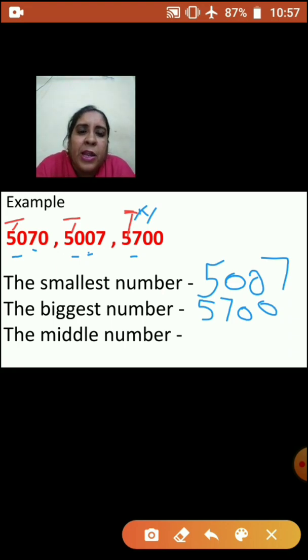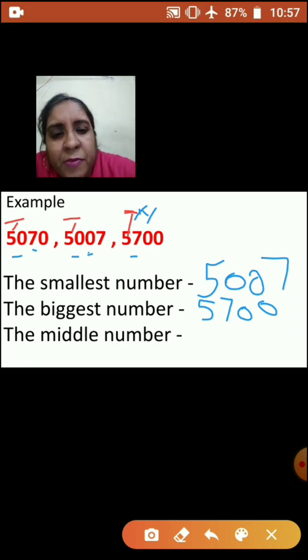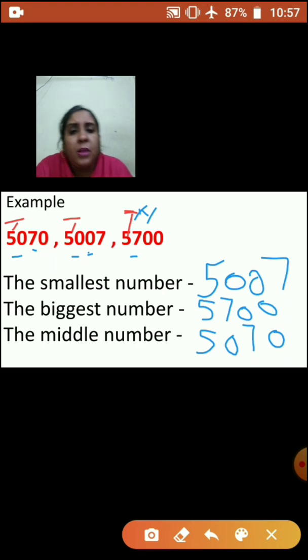Now which number is left? Yes. Middle number will be 5,070. Now you know in this number, right? We have taken the smallest number, that is 5,007. We have taken the biggest number, that is 5,700. We have taken the middle number, that is 5,070. Now we know the numbers. Now it is easy for us to arrange in ascending and descending order.